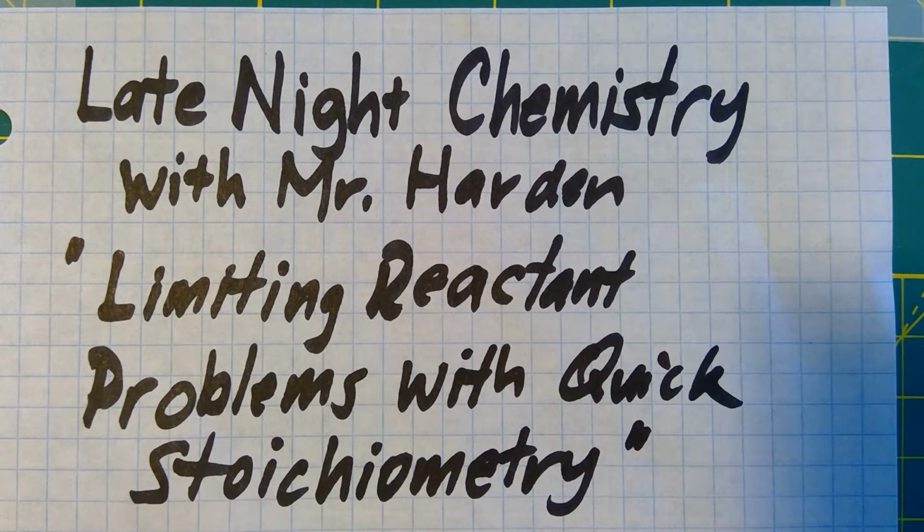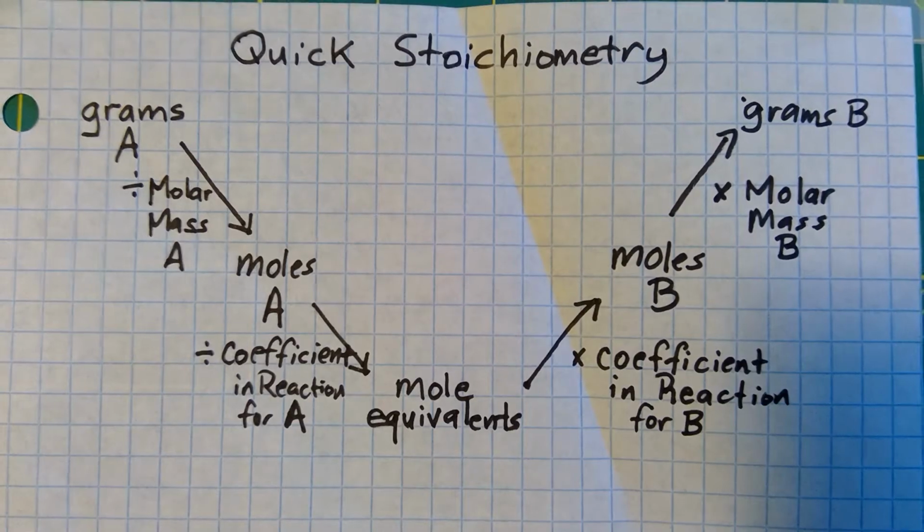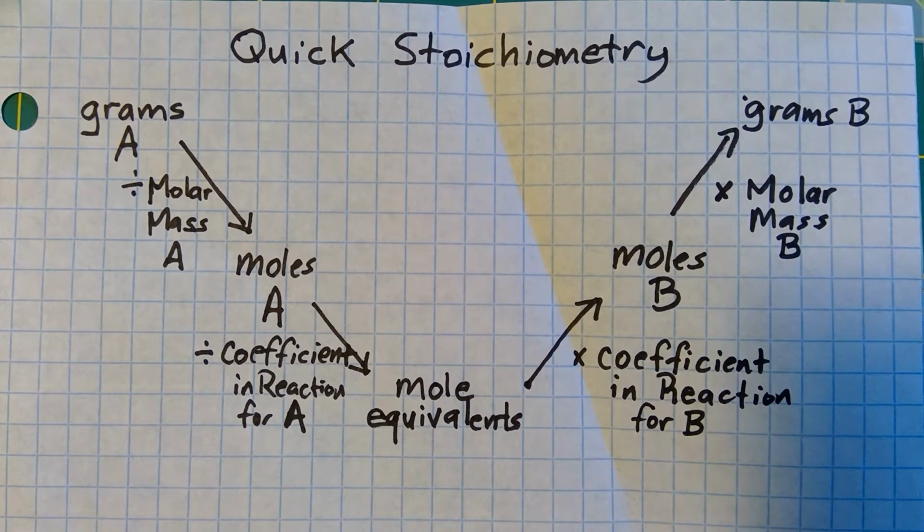So in these problems, it is vital first to figure out the limiting reactant because that will be what we use to determine all of the other calculations. Now, using quick stoichiometry, there's a quick way of doing these problems. First, a little mini review. Here's our quick stoichiometry plan.